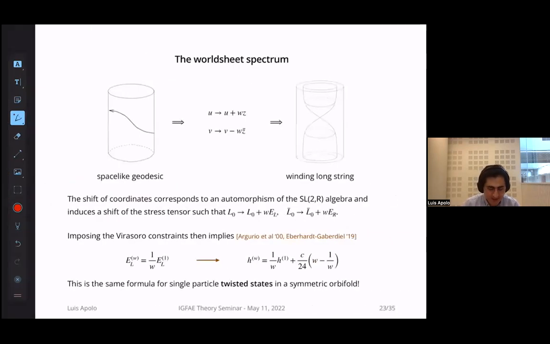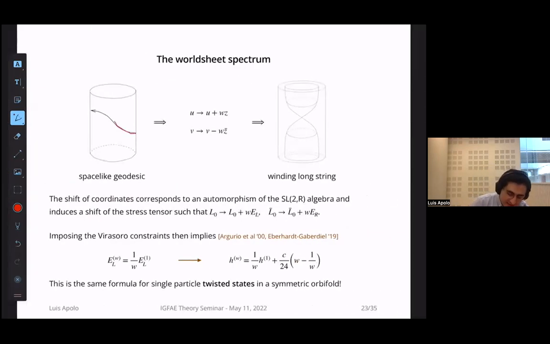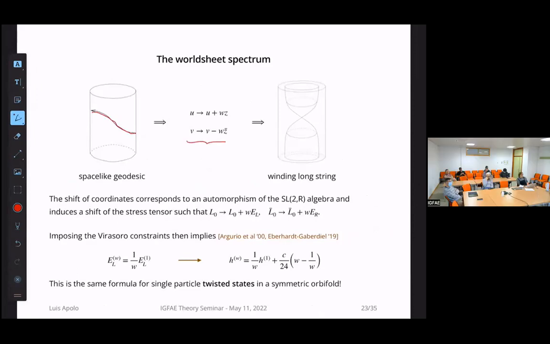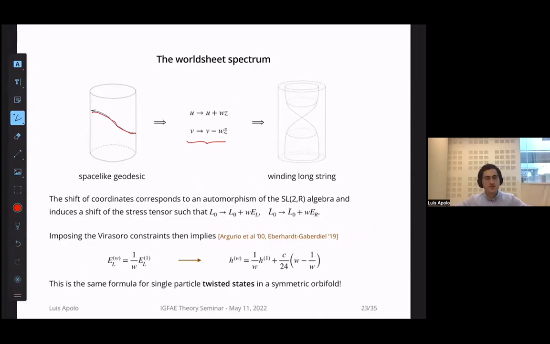Similarly, you can start with a space-like geodesic here, perform the same shift of coordinates, and now you will generate a long string solution, which is a solution that comes from infinity, goes to 0, and then expands again. And again, this W is the winding of the string.